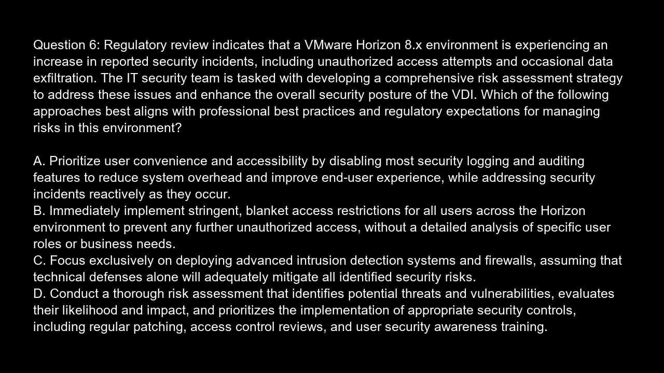Option A. Prioritize user convenience and accessibility by disabling most security logging and auditing features to reduce system overhead and improve end-user experience, while addressing security incidents reactively as they occur. Option B. Immediately implement stringent, blanket access restrictions for all users across the Horizon environment to prevent any further unauthorized access, without a detailed analysis of specific user roles or business needs.